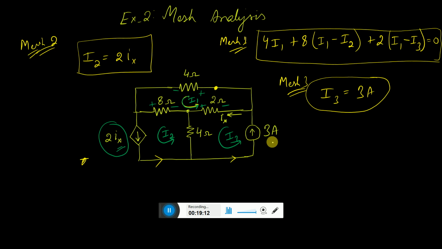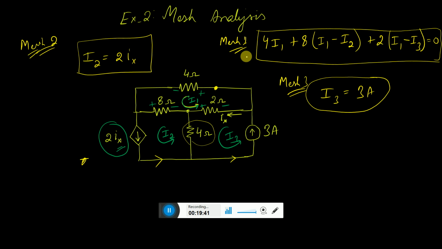So in this way we have taken mesh 1, mesh 2 and mesh 3, and all the elements are considered, but you find that the 4 ohm resistor is not considered yet. So do not worry about it, because our objective is to find the values of I1, I2 and I3. Anyway, we have the three equations.